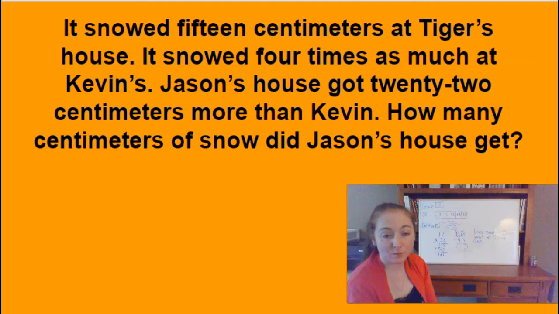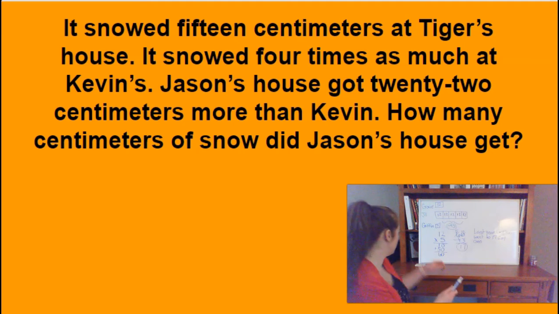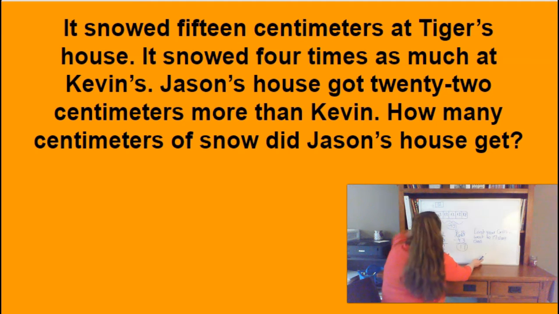The next question says, it snowed 15 centimeters at Tiger's house. It snowed 4 times as much at Kevin's house. Jason's house got 22 centimeters more than Kevin. How many centimeters of snow did Jason's house get? Okay, so let's erase this. Let's get started.